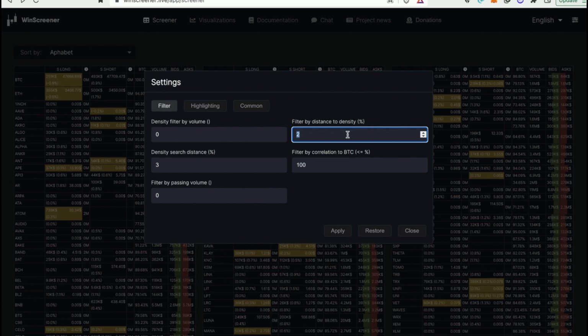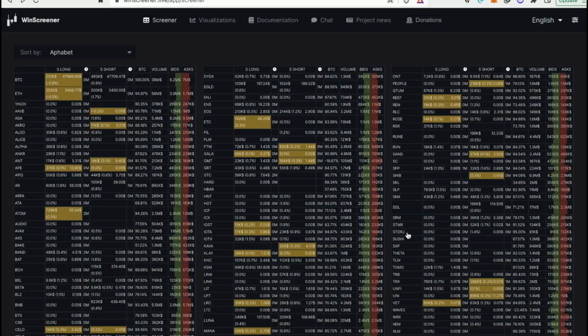Filter by the volume of purchase requests. Filter by the volume of requests for sale. Separation of density by distance in percent. If the distance from the current price to the density is less than this value, the cell in the S-long and S-short columns will be highlighted. Taking time to absorb the density. Standard time frame is set by default.